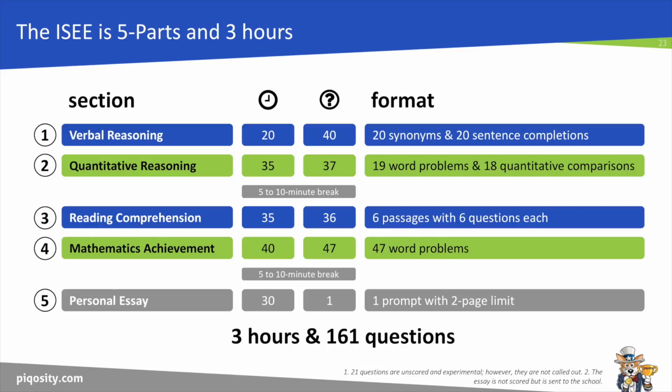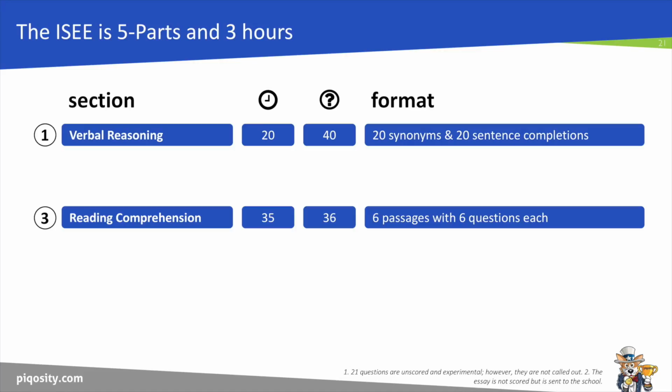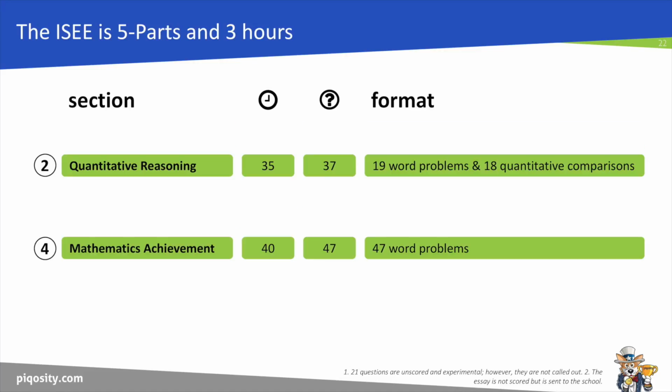To this extent, there are 4 scoring sections in the ISEE, 2 that test reading and vocabulary skills, the verbal reasoning and reading comprehension sections, and 2 that test math skills, quantitative reasoning and mathematics achievement sections.